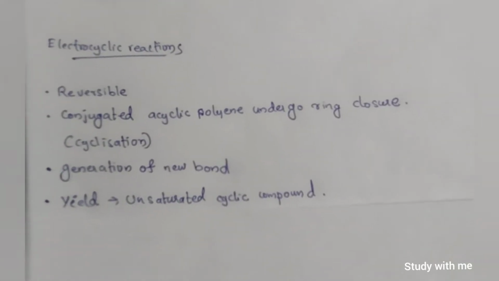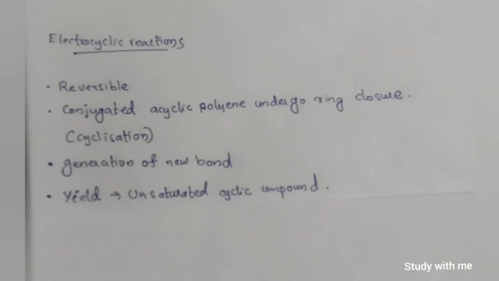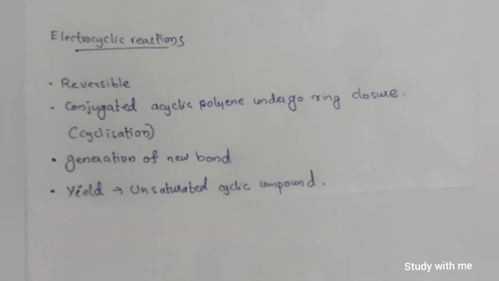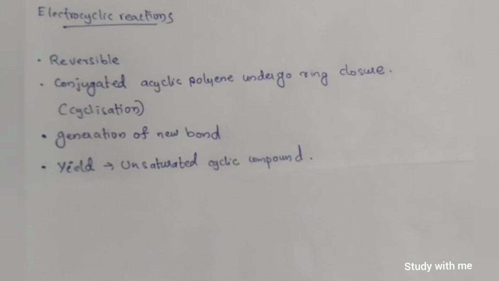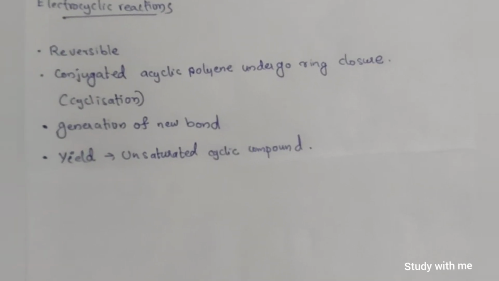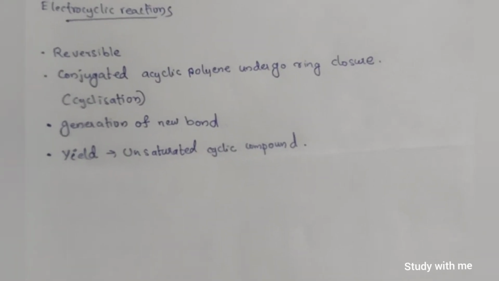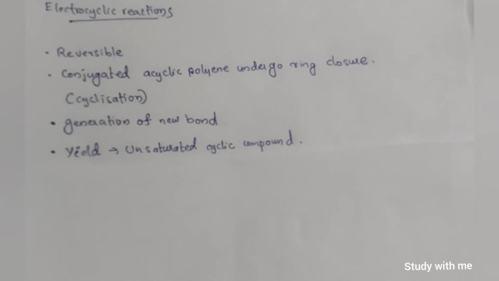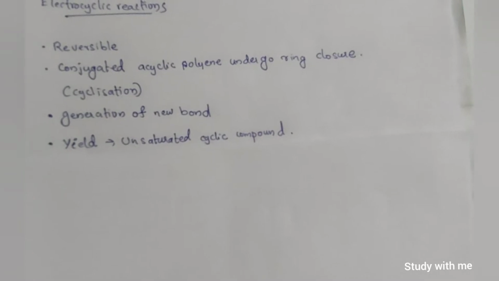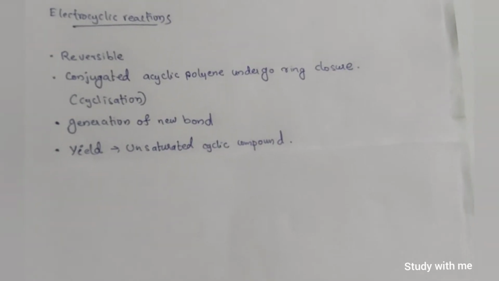An electrocyclic reaction is a reversible pericyclic reaction in which a conjugated acyclic polyene undergoes ring closure, that is cyclization, through the generation of a new pi bond between its terminal atoms at the expense of one pi bond to yield an unsaturated cyclic compound, or the exact reverse process under thermal or photochemical condition.